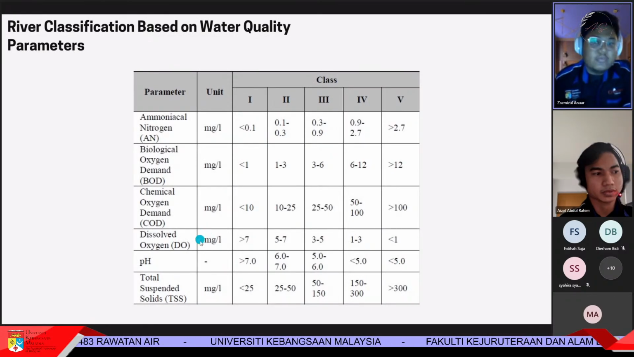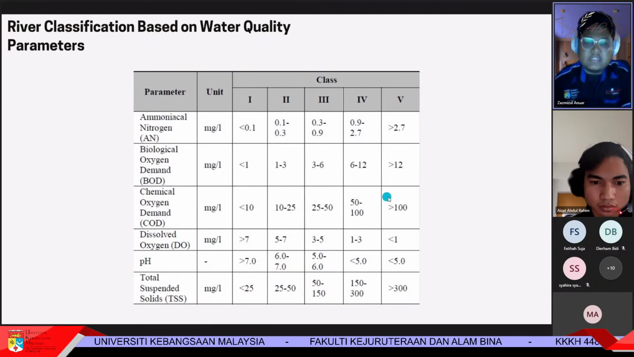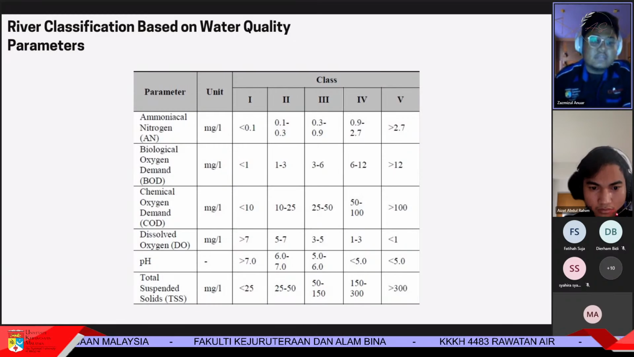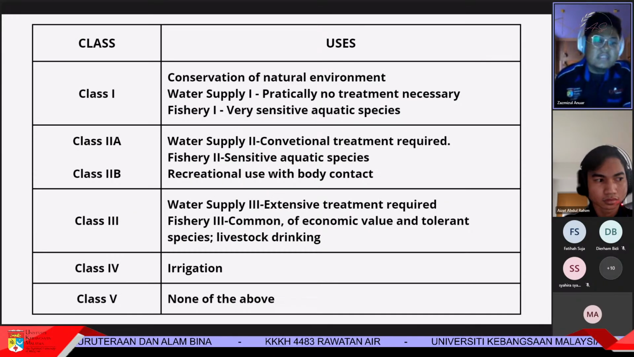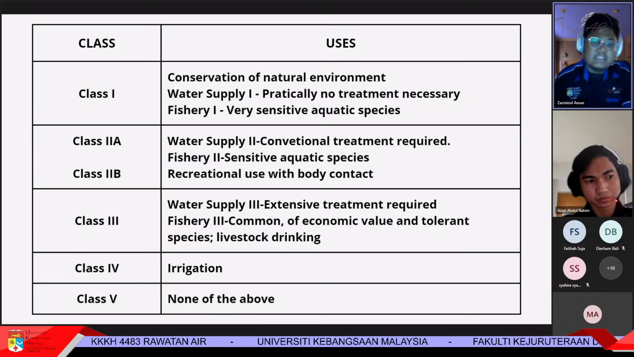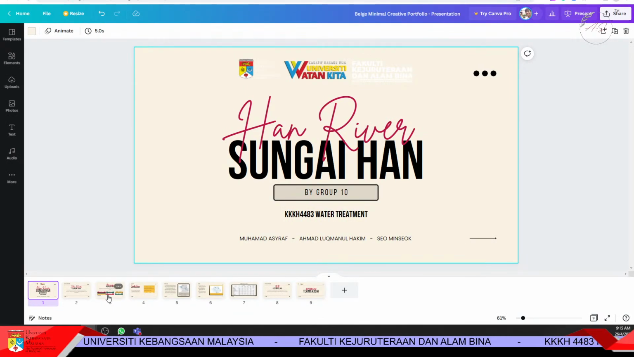For these parameters, we can categorize the classes from class 1 until class 5, from the data that we collected for this river. This is the general data. For class 1, the use is conservation of natural environment. For class 2A and class 2B, conventional treatment is required. For class 3, extensive treatment is required. And class 4 is irrigation, and class 5 is none of the above.